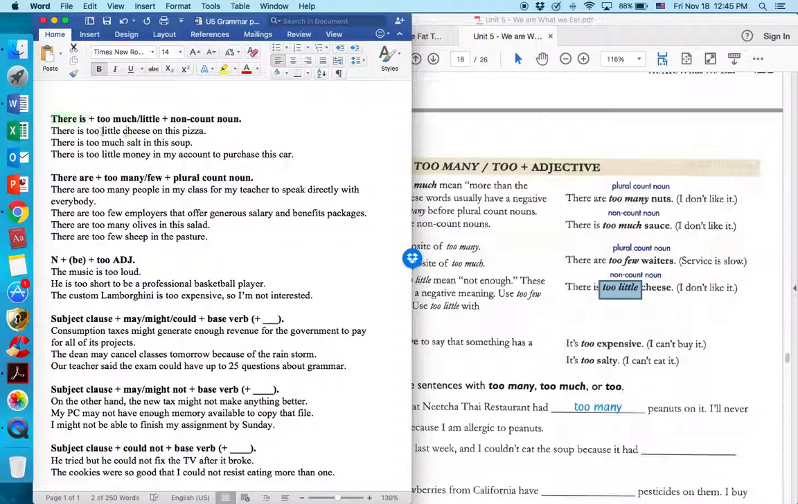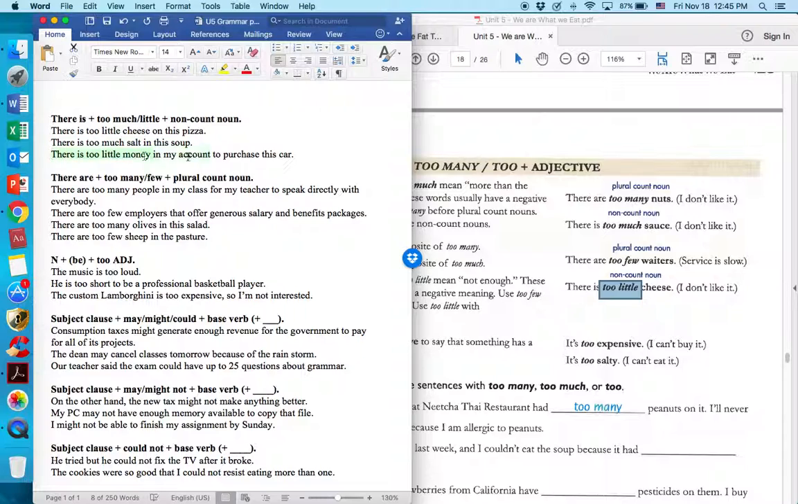There is too little cheese on this pizza. This means there is not enough cheese on the pizza. I don't like it because there is too little cheese. There's too much salt in the soup means again I don't like it because there is an excessive amount of salt. It tastes bad because there's too much.